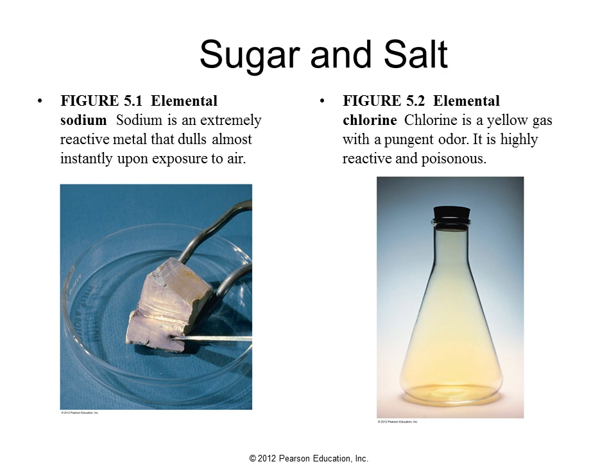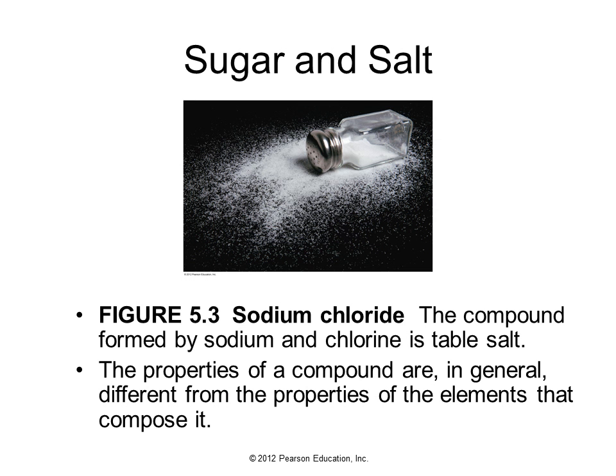Here's an example of sodium, and here's an example of chlorine. And when they combine together, they form a white crystalline substance called sodium chloride, or salt. Sodium chloride, this compound formed by sodium and chlorine, has properties very different from the elements that make it up.